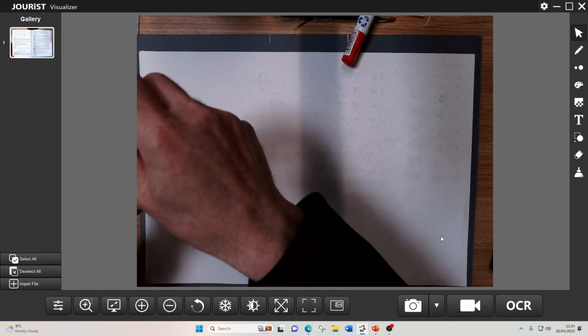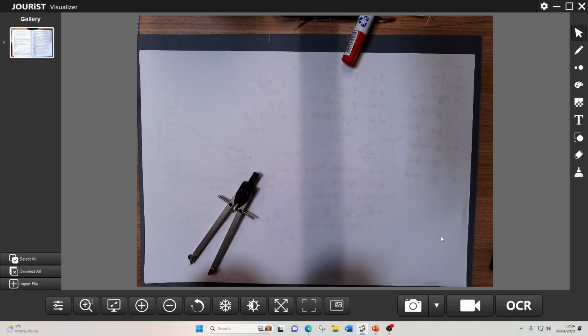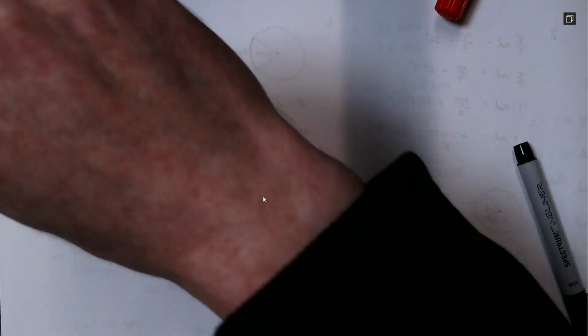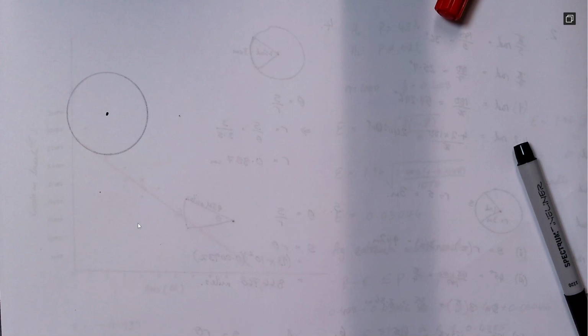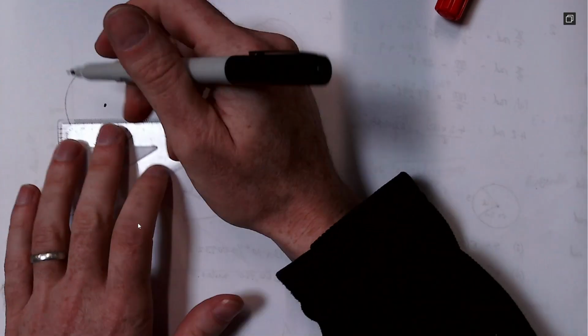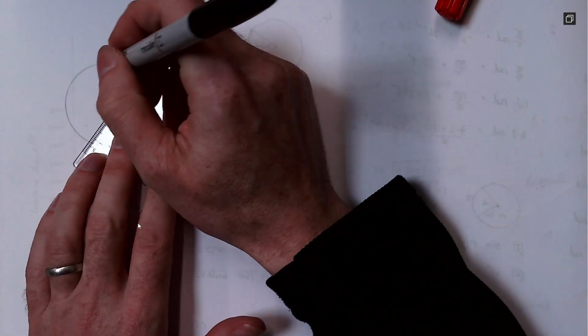Now let's sketch a circle. We just use the compass, lock a pin in it, and let the compass draw a circle. Now this is the centre, so we just use the ruler to draw the radius.